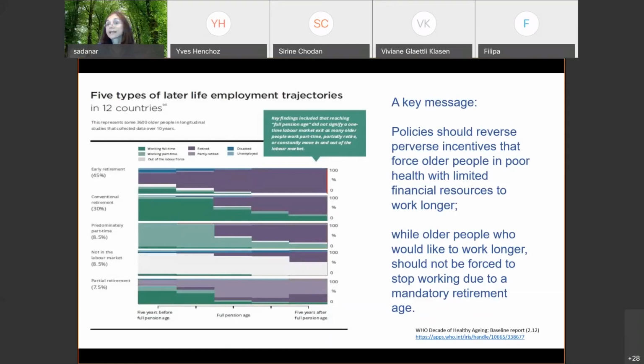For example, those that force older people in poor health with limited financial resources to work longer, while older people who would like to work longer shouldn't be forced to stop working due to mandatory retirement ages.